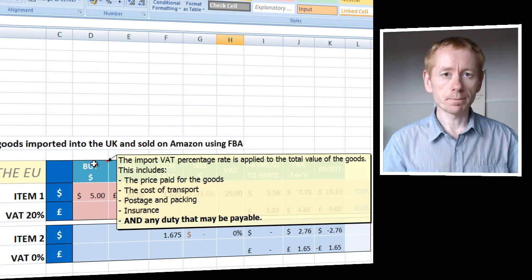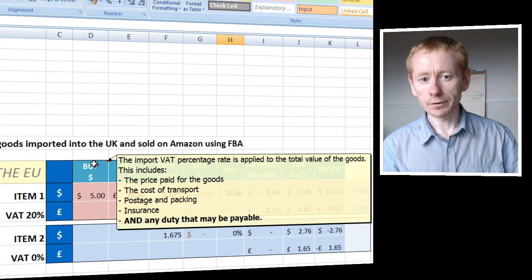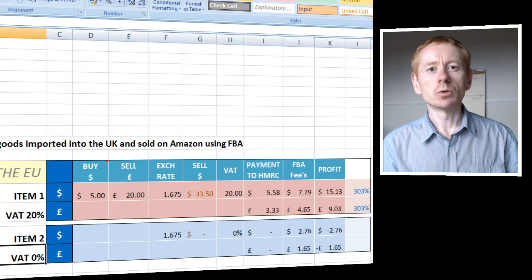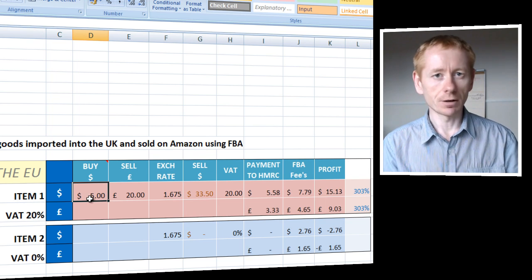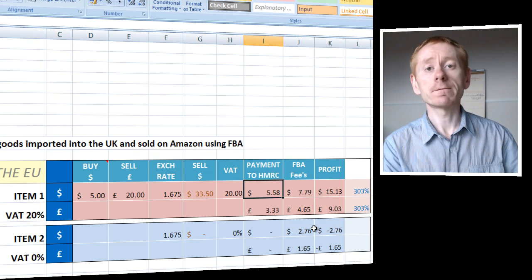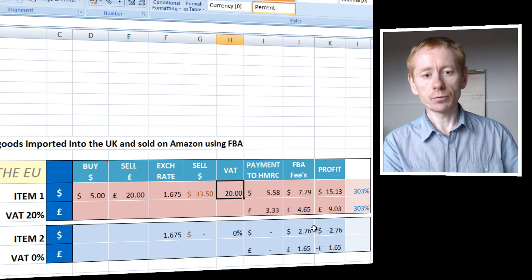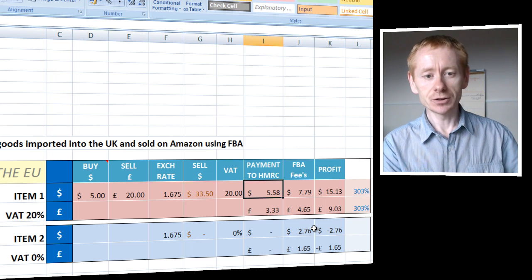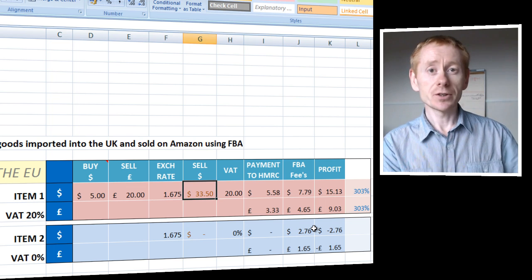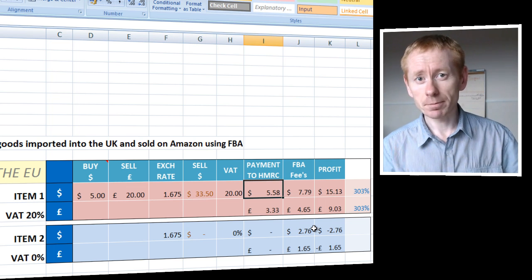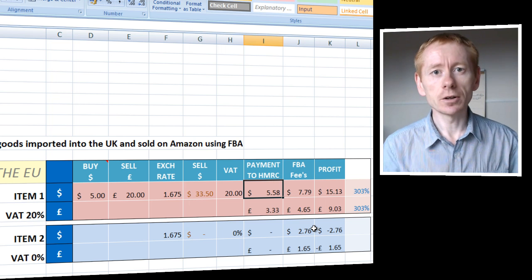The actual VAT you're going to pay is on the total value of the goods, including all those additional bits and pieces. For this example, we'll stick with $5. That's what we bought it for, and that's going to include insurance, cost, shipping, all that type of thing. So now back over to the VAT. Like I said, we're going to pay $5.58. If we bought the goods for $5, we're selling them for $33.50. You basically have to divide your sell price by 6, and that will give you your VAT amount.